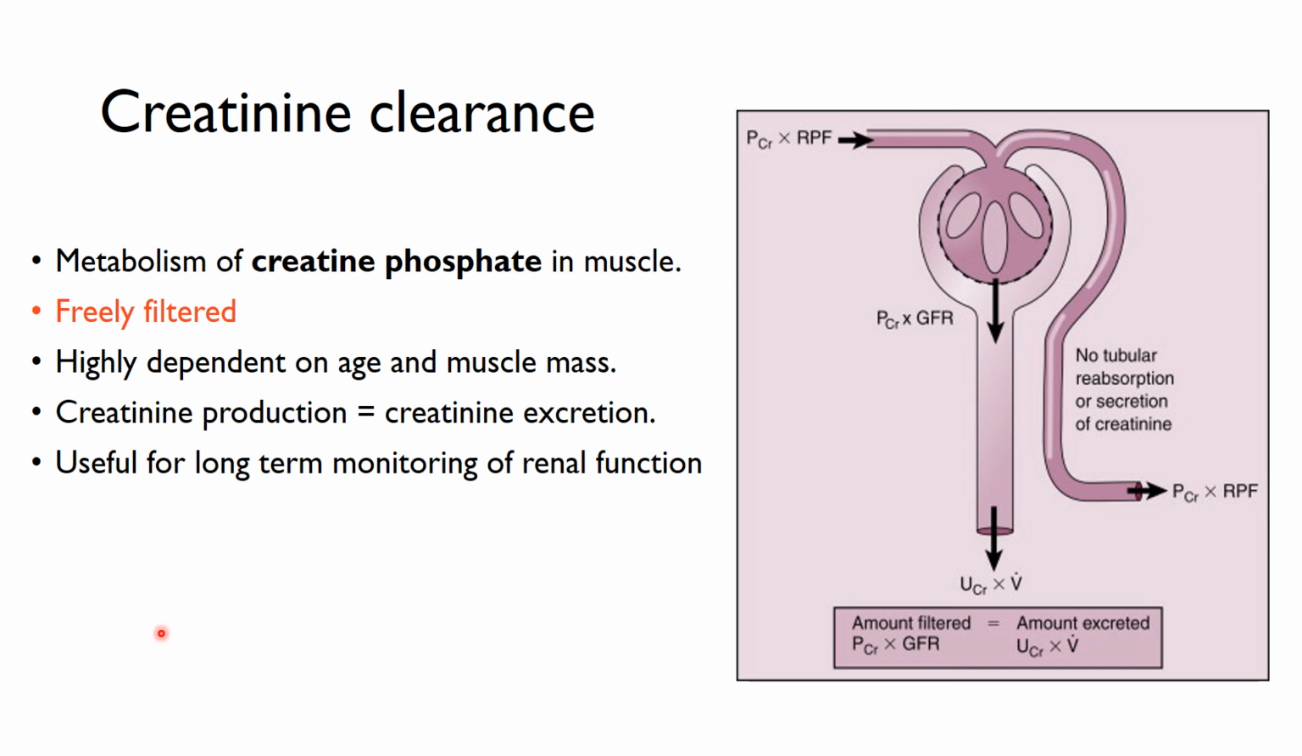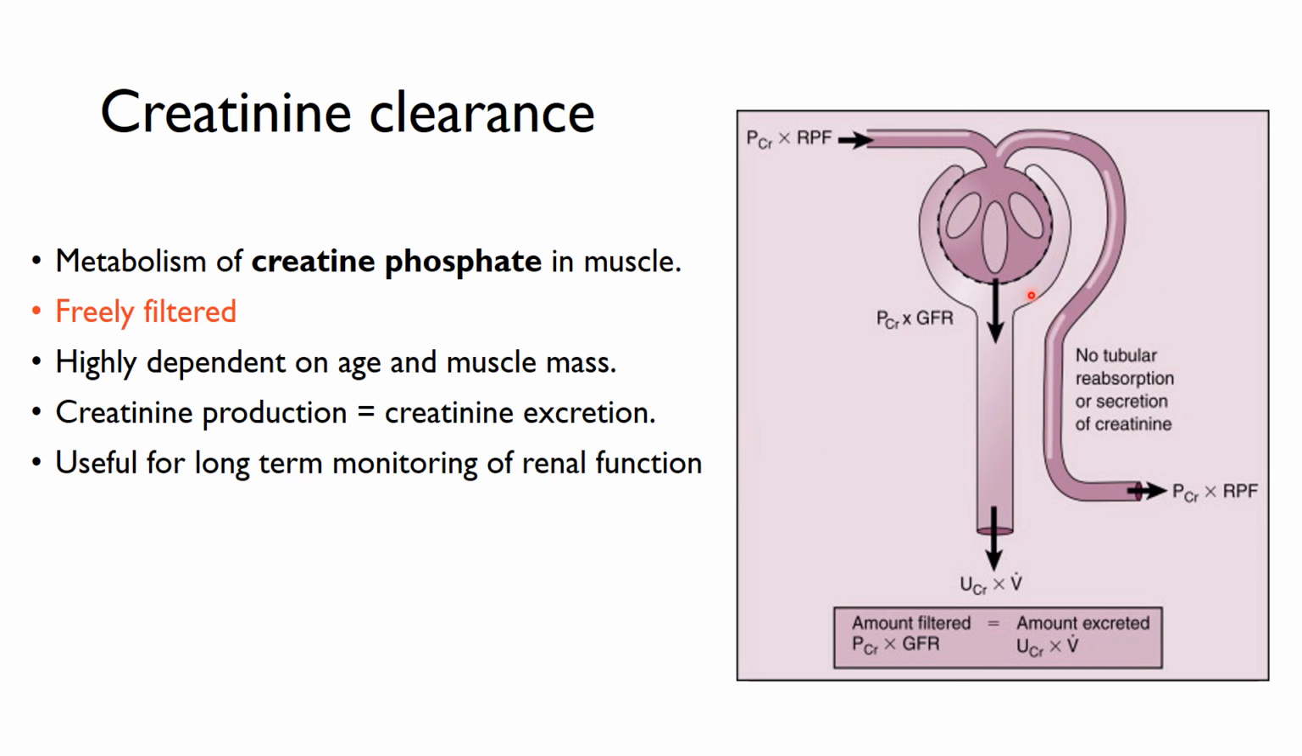Another substance that meets those criteria is creatinine. Creatinine, if you can recall from musculoskeletal physiology, is formed by the metabolism of creatine phosphate from muscle, so it's an endogenous compound. It is freely filtered at the glomerulus. However, creatinine concentration is pretty dependent on an individual's age and muscle mass, but creatinine production is pretty close to being equal to the excretion of creatinine. Therefore, it's useful for long-term monitoring of renal function.